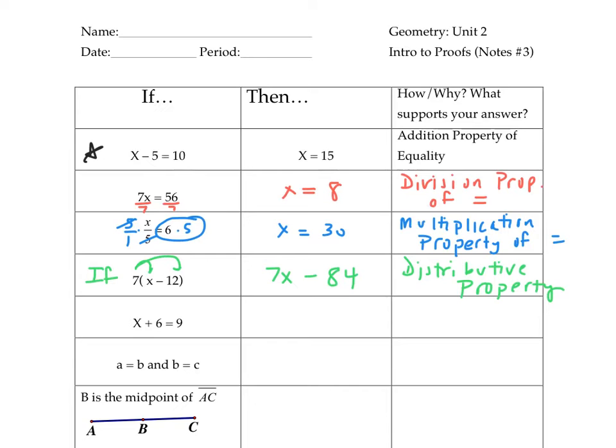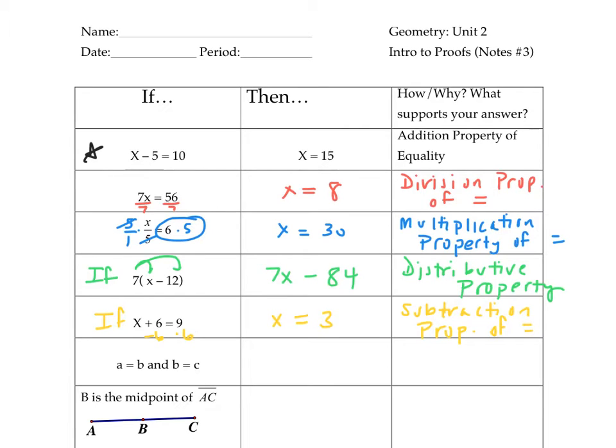Okay, one more example from algebra. This last case says if x plus 6 is equal to 9, then we can subtract the 6 from both sides. I almost gave away the answer. Subtracting 6 from both sides gives us x is equal to 3. So that's an example of the subtraction property of equality. And again, I'm just abbreviating the word property to prop.